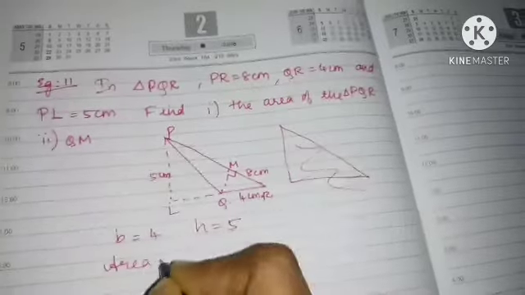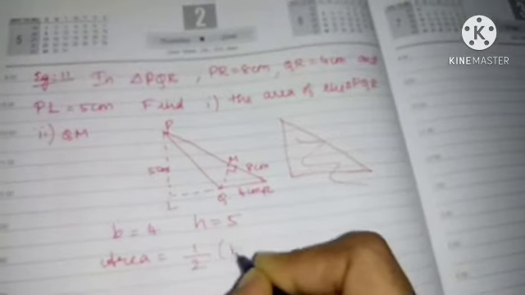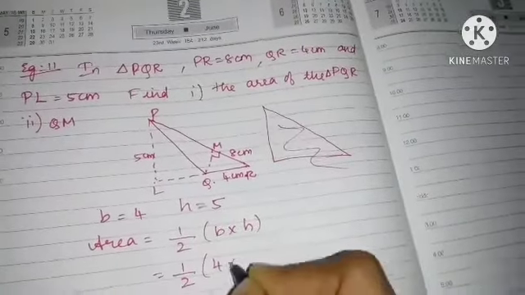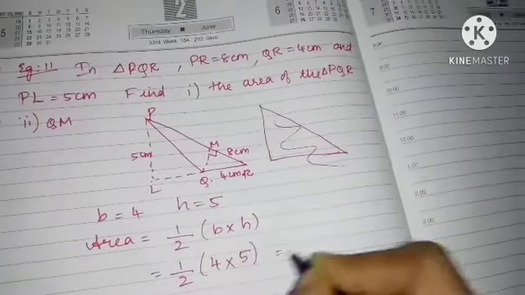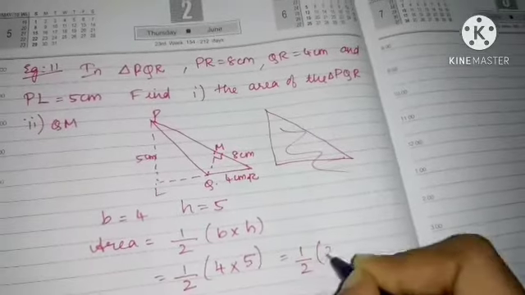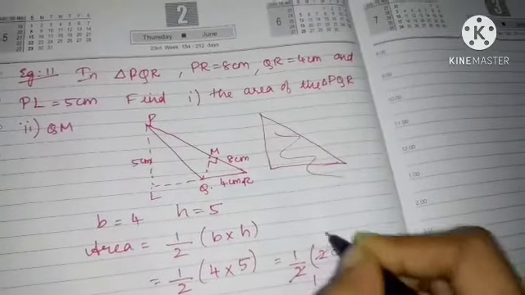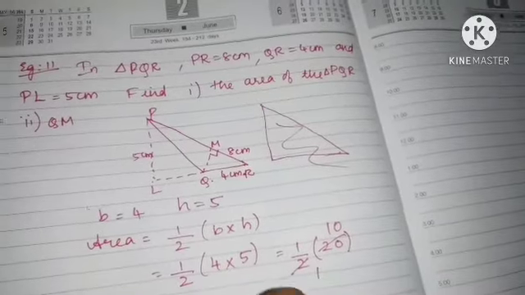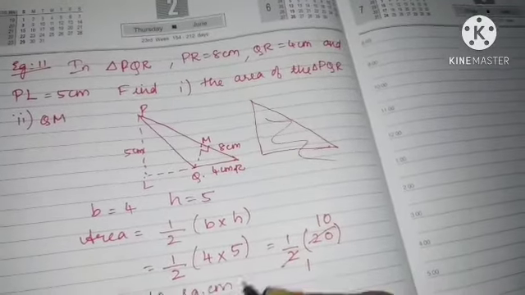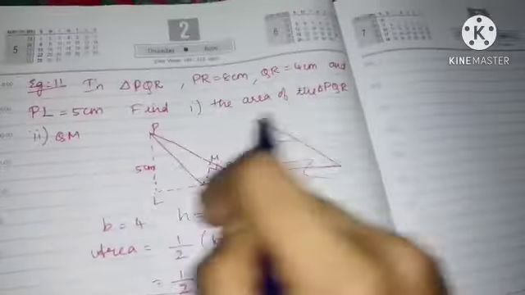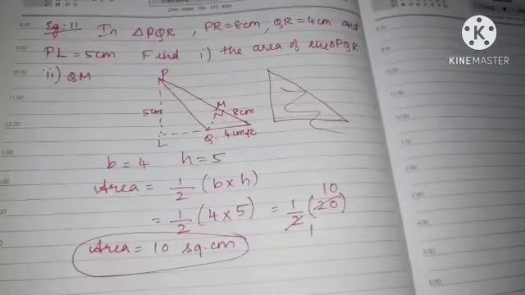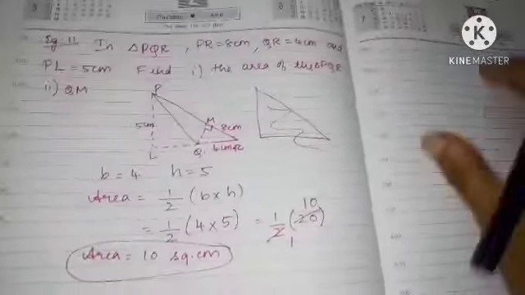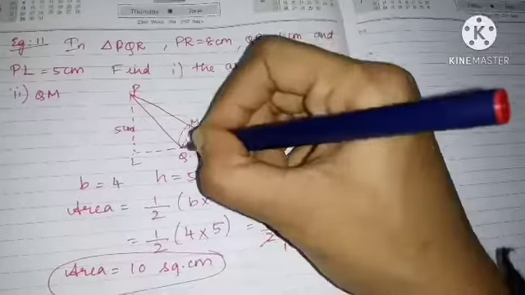So area is equal to what? 1 by 2 base into height. So 1 by 2, base is 4, height is 5. So 1 by 2 into 4 5s are 20. 2 1s are 2, 2 10s are 20. So area of this triangle has become 10 square centimeter. Now we should find the QM length.